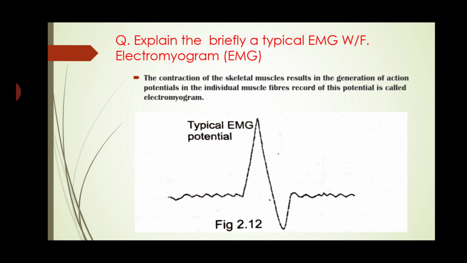Now we will see a brief explanation of a typical EMG waveform. EMG means electromyogram. The contraction of the skeletal muscles results in the generation of action potentials in the individual muscle fibers. A record of this potential is called an electromyogram, that is the EMG. So this one is the basic waveform for the EMG.